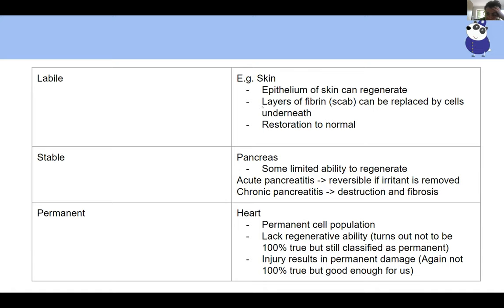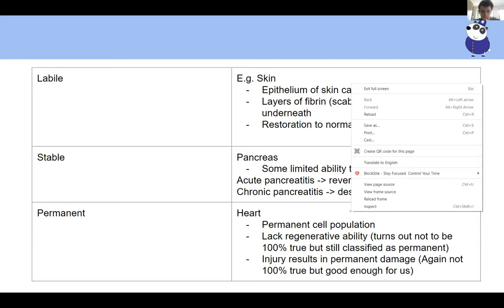Example, skin epithelium can regenerate. Fibrin, we're going to talk about clots in a second, can be replaced by cells underneath and be restored to normal. Pancreas is limited. In acute pancreatitis, it's reversible if the irritant is removed. Chronic pancreatitis, destruction and fibrosis. So it's limited. Heart, I put a lot of disclaimers because it's not really true anymore, but it is true. It's considered a permanent cell population. It has very limited regenerative ability, and it often leads to permanent damage, mostly. For our purposes, it's permanent.